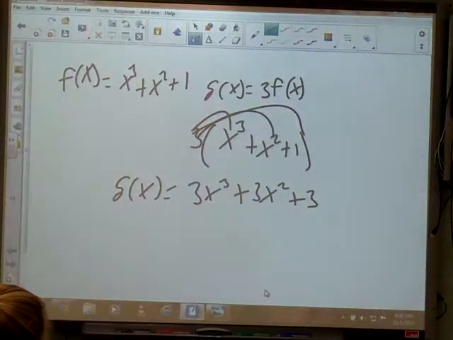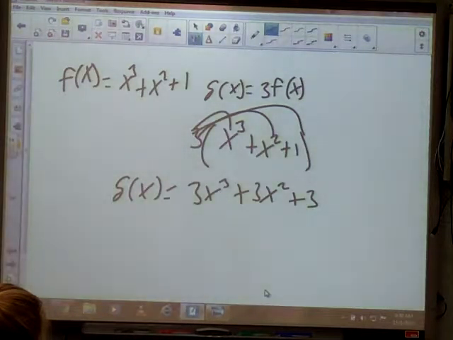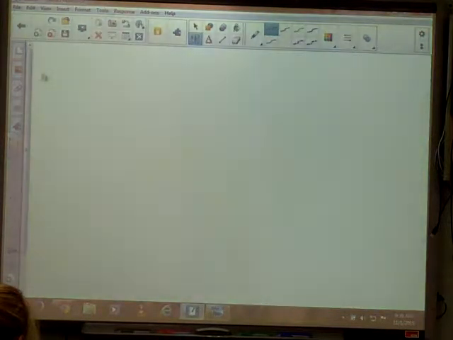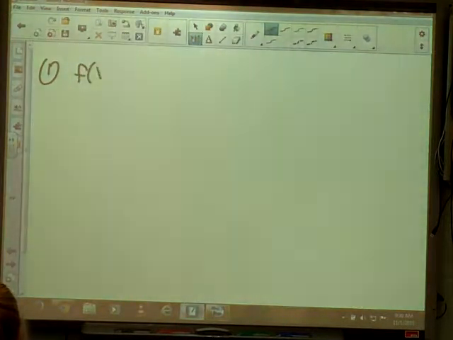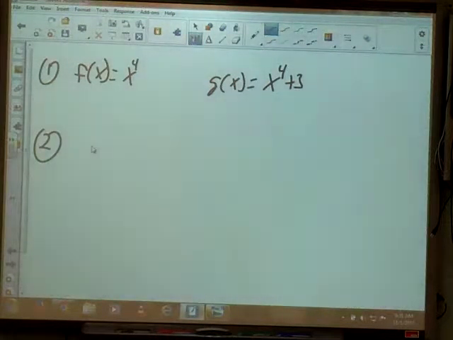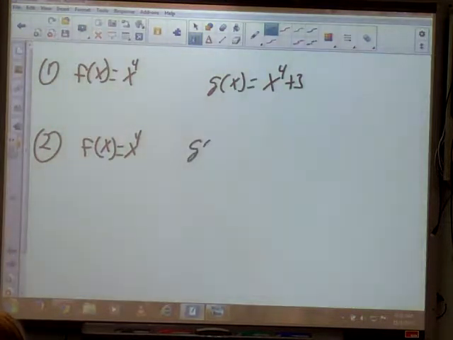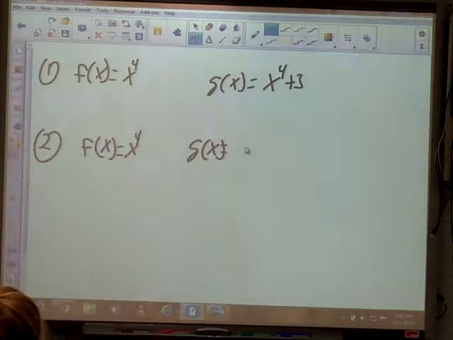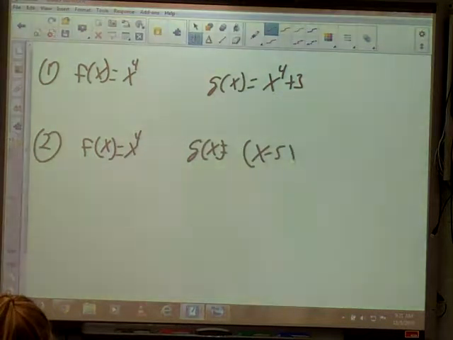Alright, I'm going to give you 4, back to the thing we started off with, 4 different transformations for you to describe. You ready? I'll write them all and then let you work. Number 1, f of x is x to the 4th. G of x is x to the 4th plus 3. Describe the transformation. Number 2, f of x is x to the 4th again. This time, g of x is x minus 5 to the 4th.